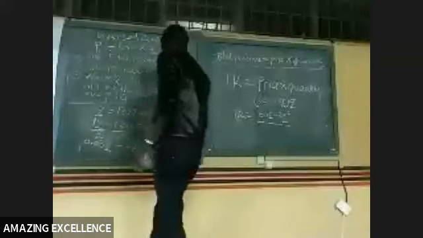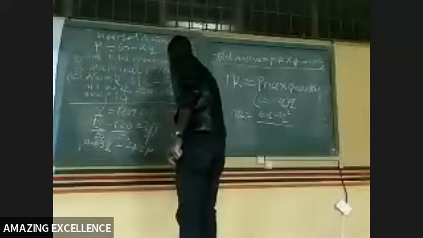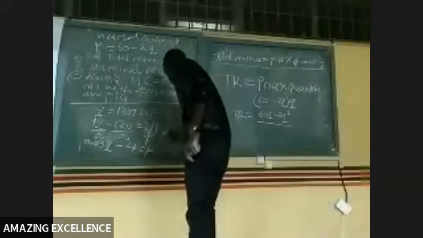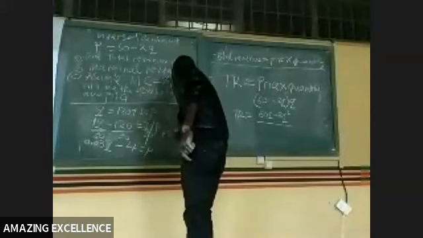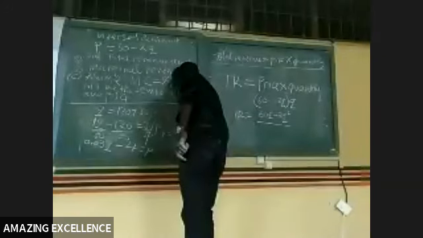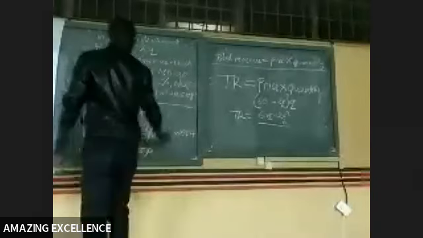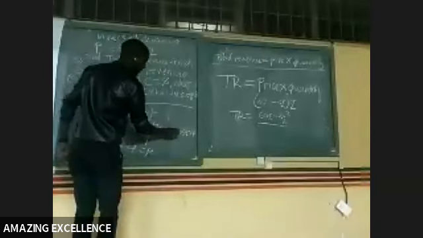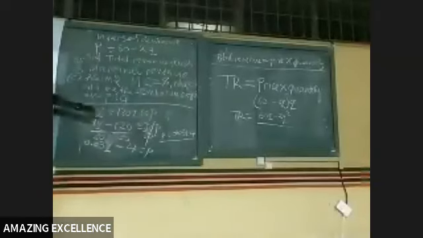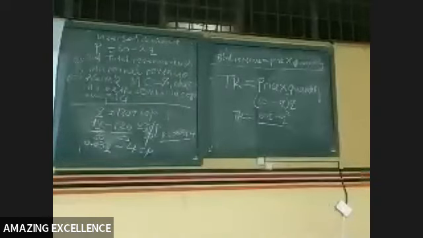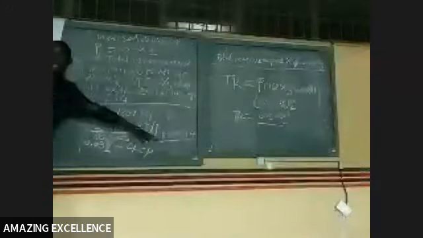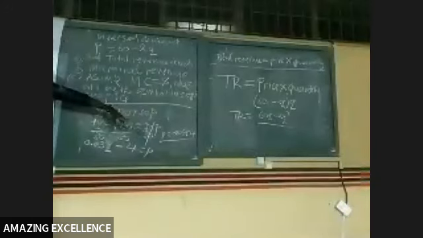P is equal to 0.03Q minus 4. Like that. So this is called our inverse demand function. Have you seen that now? This one is our inverse demand function. We have inverted that one. I've made P the subject of the formula.